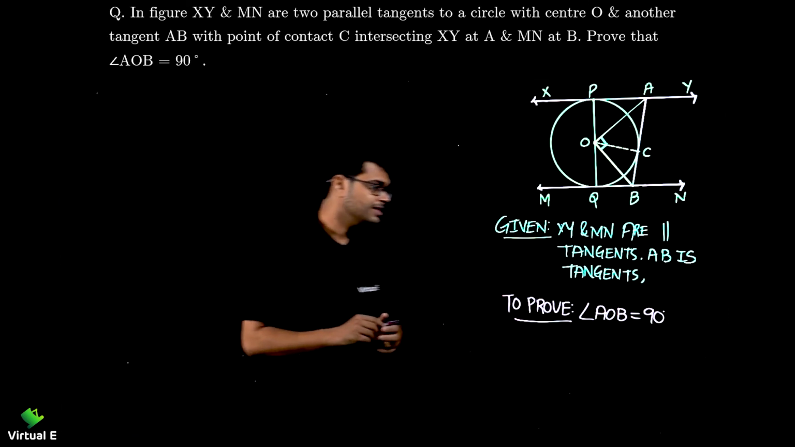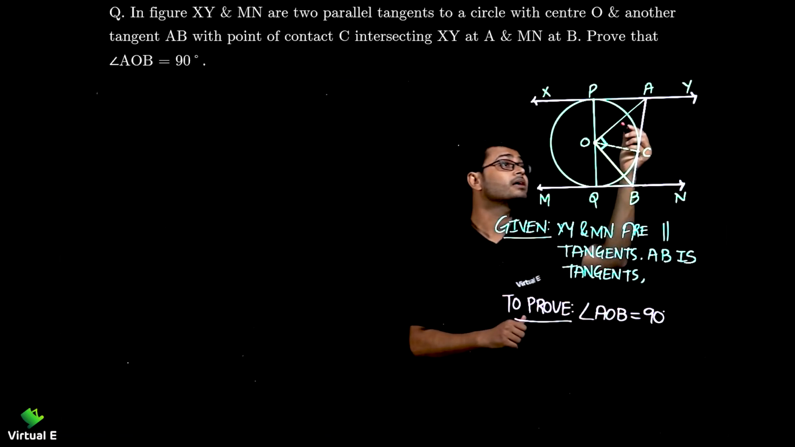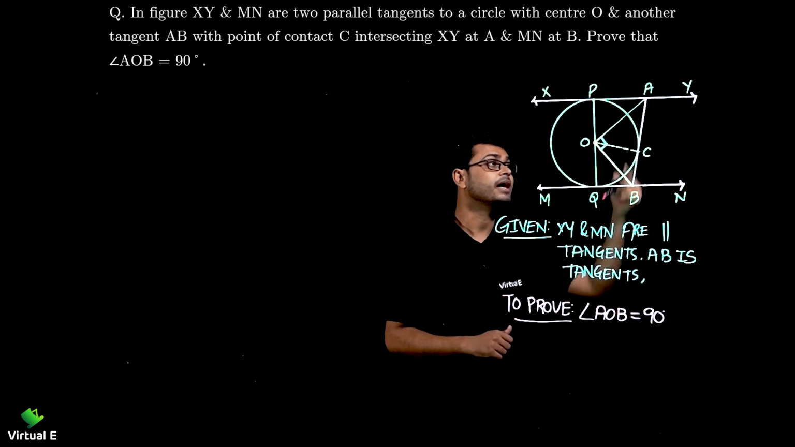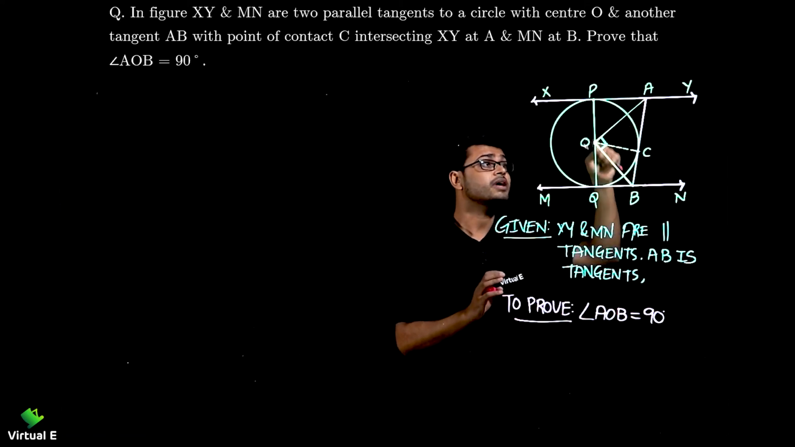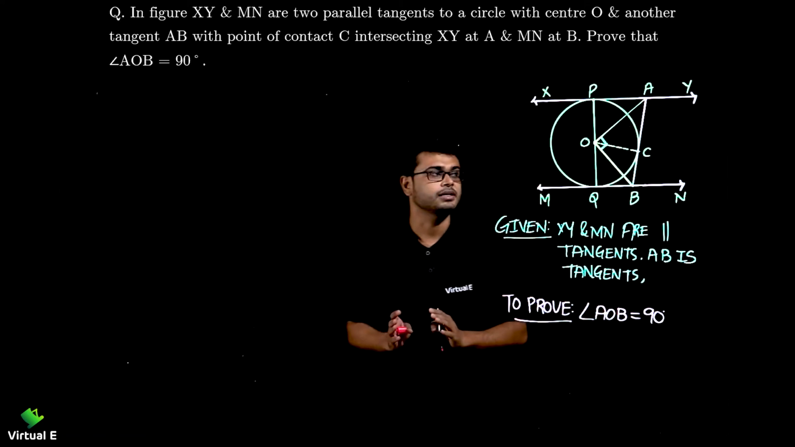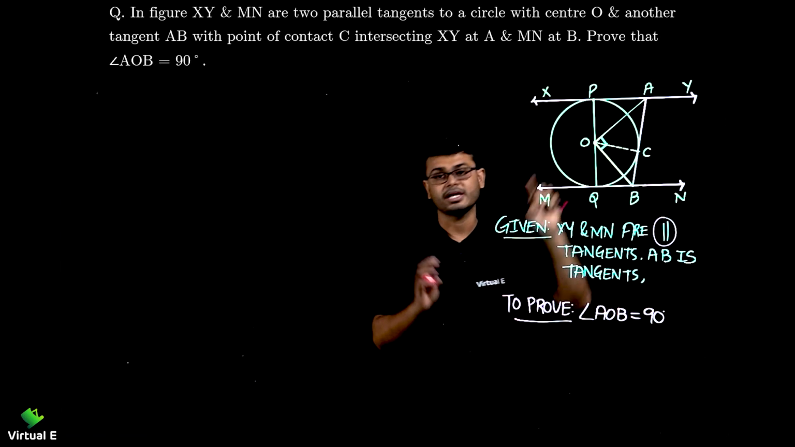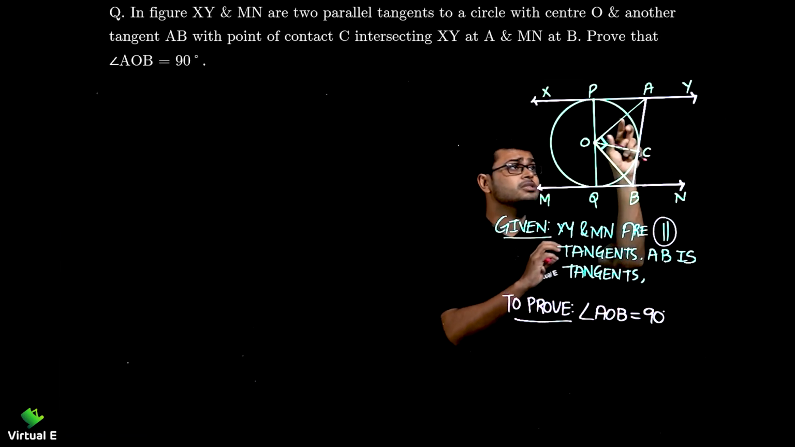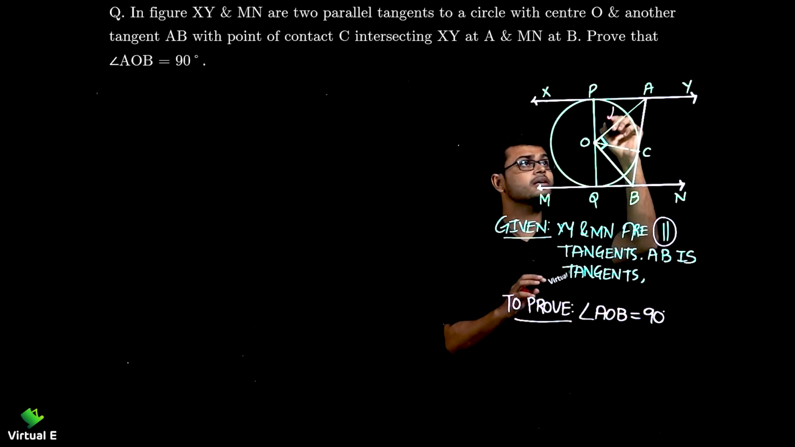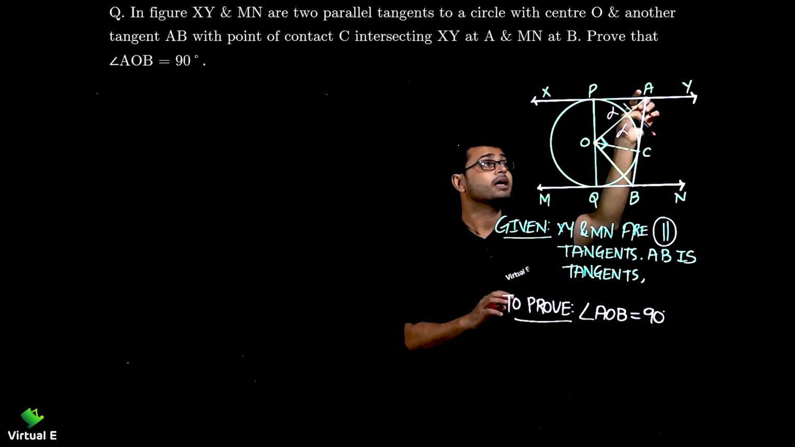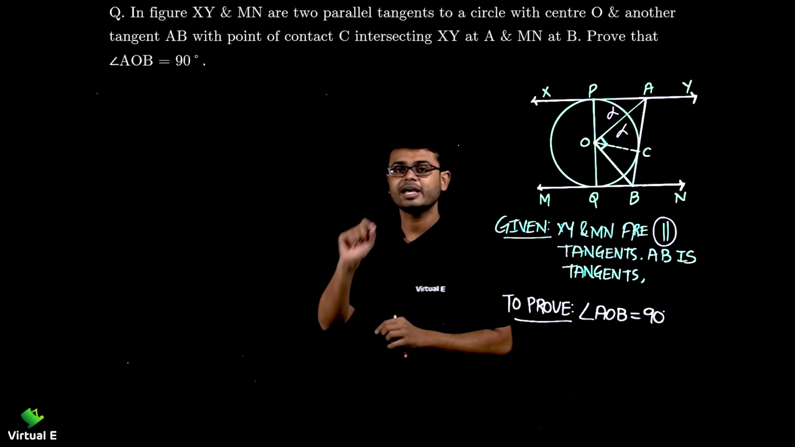Let's start thinking about in which triangle AOB is there. Angle AOB will be in triangle AOB. So whatever we do, we need to think of this triangle only, directly or indirectly. First of all, I'm going to use the condition that these two tangents are parallel. How? Before that, can we prove any two triangles congruent? I'm talking about triangle APO and triangle ACO. I want to prove them congruent.